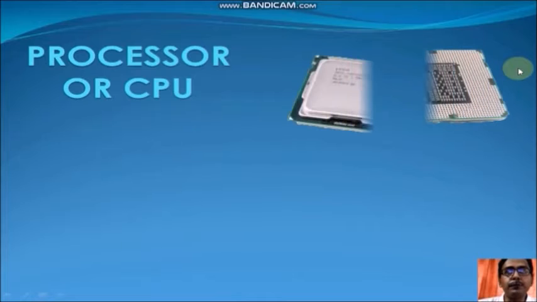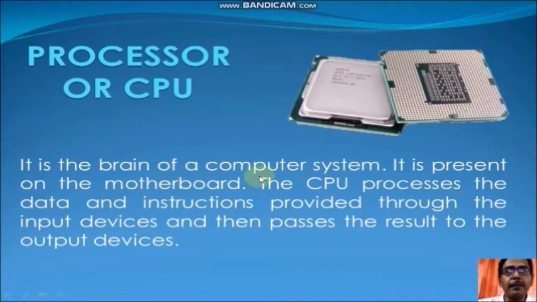Processor or CPU is the brain of the computer system. It is the main part. It is present on the motherboard. The CPU processes the data and instructions provided through the input devices and then sends the result to the output devices. Whatever we input through the input devices, keyboard or mouse, goes to the processor or the CPU. It processes or converts it into machine understandable form. After the calculation, again it is converted back to user understandable form and sent to the output devices so that we can get the result and understand it.